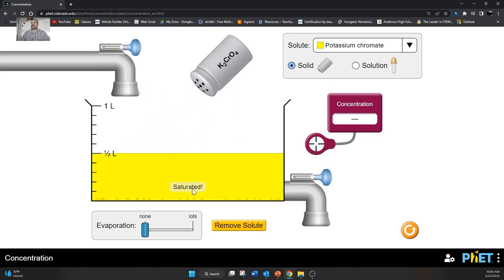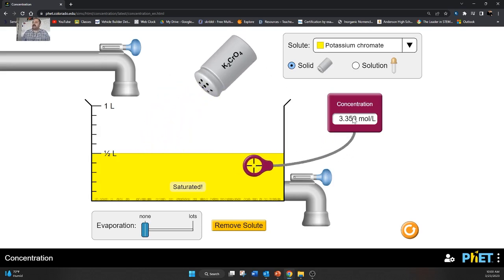All right, we've reached saturation. So once it's saturated, I continue adding. What happens? So take a look. What happens when I add more? Does the color change? I'm going to put the concentration meter here to give us the concentration. Does the concentration change? Why?